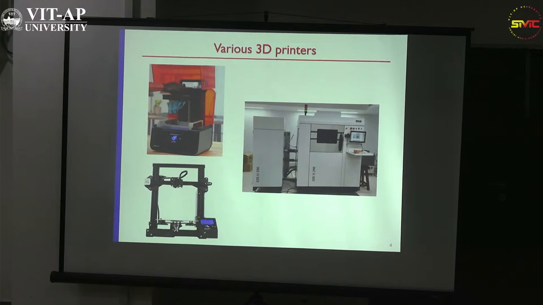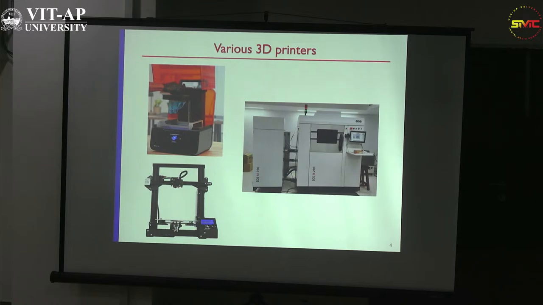Among all the different forms, whether powder, liquid or solid, whatever form of raw material the 3D printers use, fused deposition modeling, the solid based 3D printers, are the most economical. As I said, they come at a range of 1 lakh to 6 lakh. These are commercially available for just 15,000, and nowadays even less than that. And the metal based ones are really the costly ones, where we need to spend about 50 lakh to 1 crore.